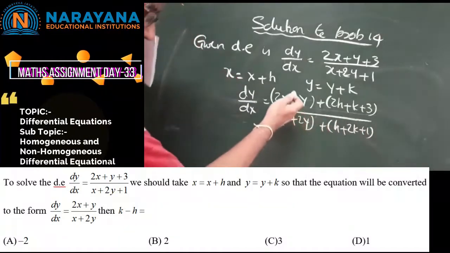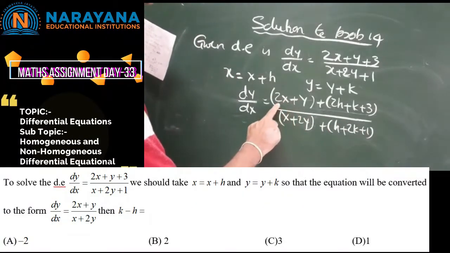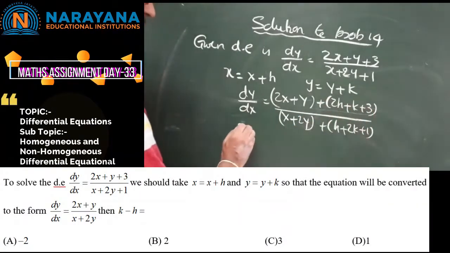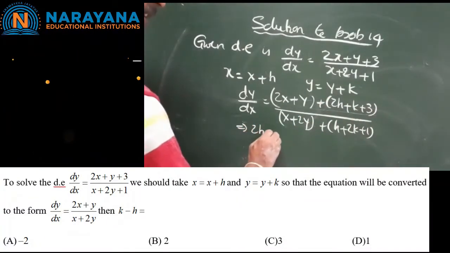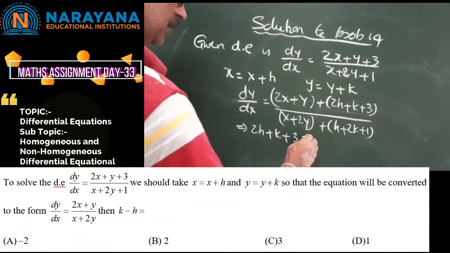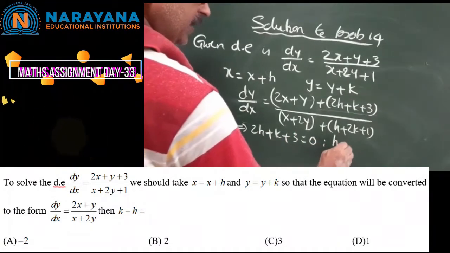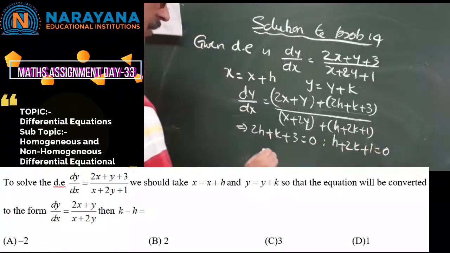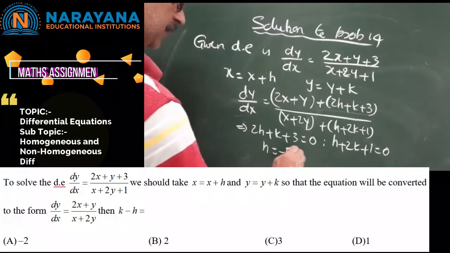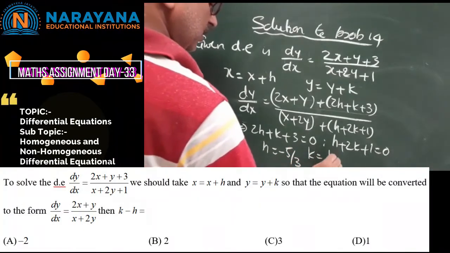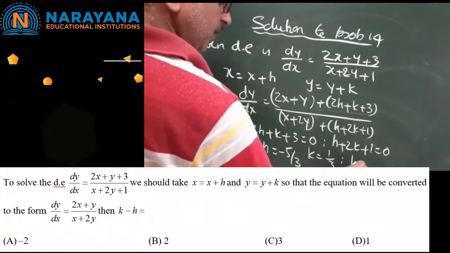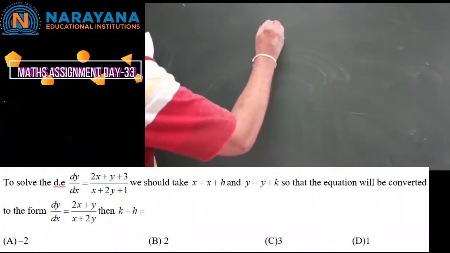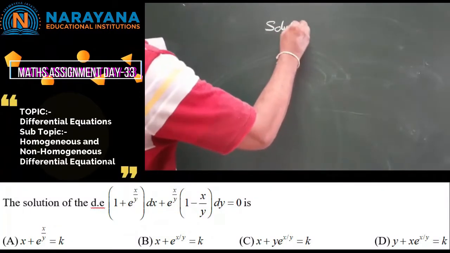In the given equation, the equation should be in the form of (2x plus y) by (x plus 2y). That means these two constant terms should not be there. So from this we can say that 2h plus k plus 3 equal to 0 and h plus 2k plus 1 equal to 0. If you solve these two, you get h equal to minus 5 by 3 and k equal to 1 by 3. And you need to find the value of k minus h, which is equal to 2. Solution to problem number 50.